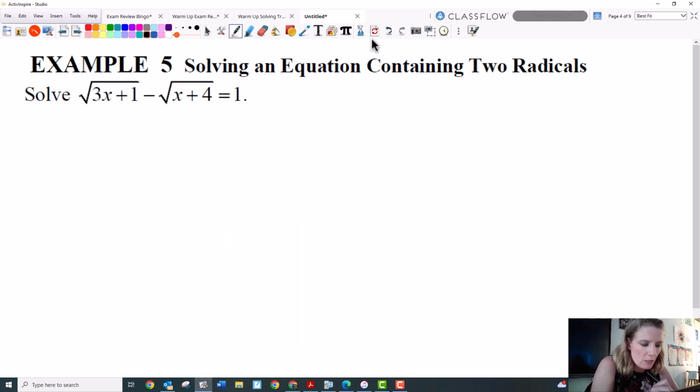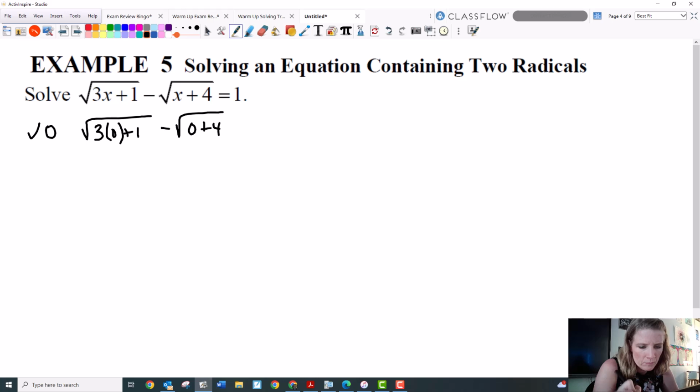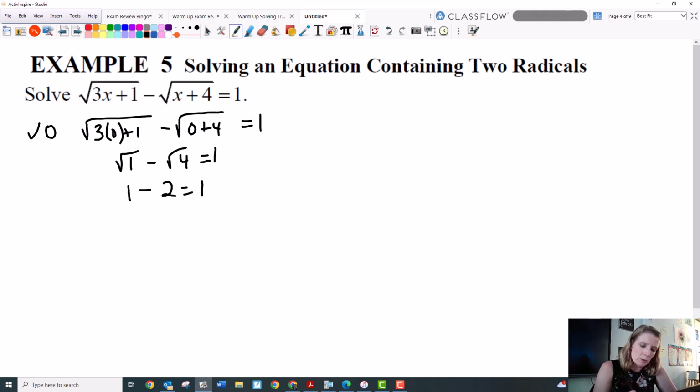So I'm going to check 0 first, which means I plug in a 0 everywhere there's an x. 3 times 0 is 0 plus 1 is the square root of 1 minus the square root of 4 equals 1. So that's 1 minus 2 equals 1. Negative 1 equals 1. So that one does not work. So throw the 0 away.